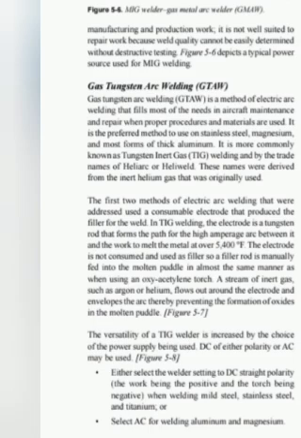The electrode is not consumed and used as filler, so a filler rod is manually fed into the molten puddle in almost the same manner as when using an oxyacetylene torch. A stream of inert gas, such as argon or helium, flows around the electrode and envelopes the arc, thereby preventing the formation of oxides in the molten puddle.